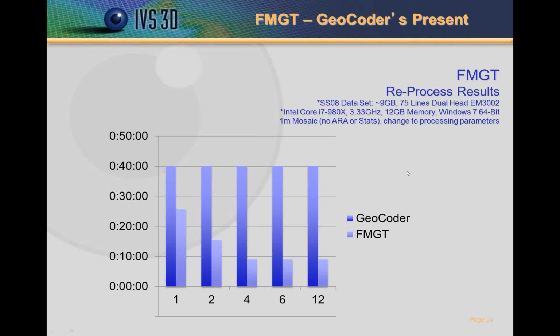And this is also changes to the processing parameters. So you're going through the process pipeline from the backscatter stage on.